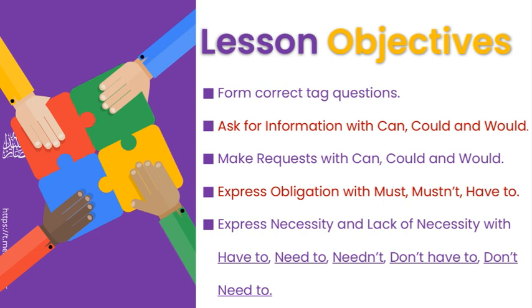Moving on, we'll cover expressing obligation with must, mustn't, and have to. These help us communicate what is necessary or forbidden, like "You must finish your work," or "You mustn't smoke here." Finally, we'll learn how to express necessity and the lack of necessity with phrases like have to, needn't, don't have to, and don't need to. These give us a nuanced way to talk about what's required or optional, such as "You need to submit the report," or "You don't need to bring anything." By mastering these points, you'll be better equipped to communicate clearly and politely in various situations.